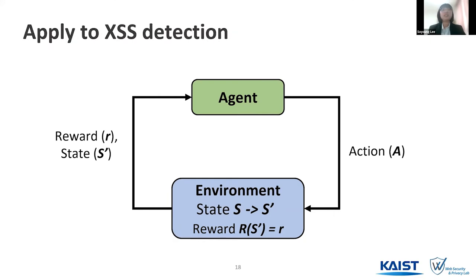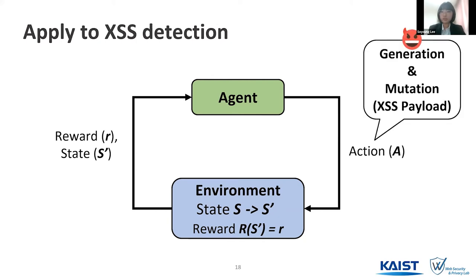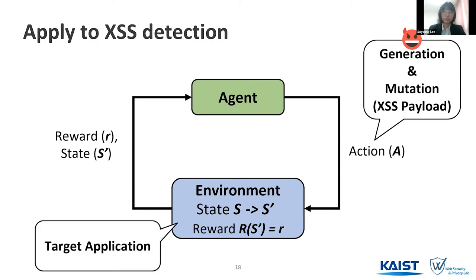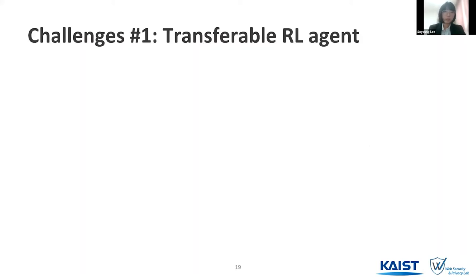We can apply this iteration process to detecting cross-site scripting vulnerabilities. The action corresponds to a generation or mutation rule for generating a payload. The environment corresponds to a target application, and the reward and state correspond to feedback from the target application. To apply reinforcement learning, we need to handle the following technical challenges.